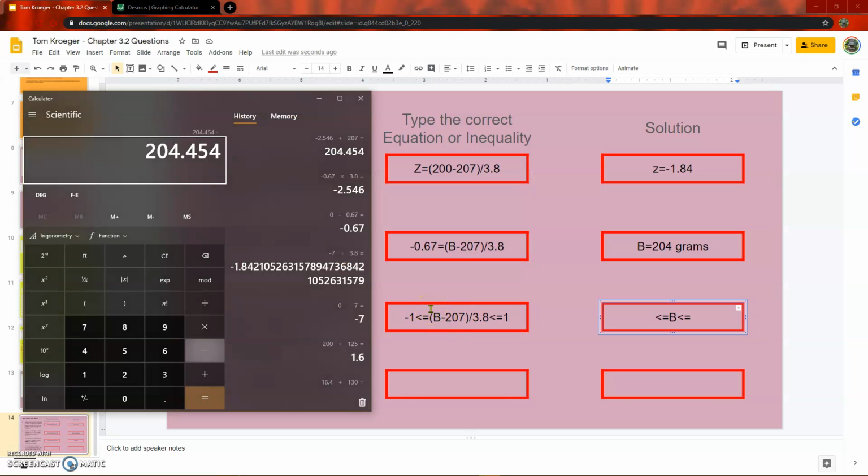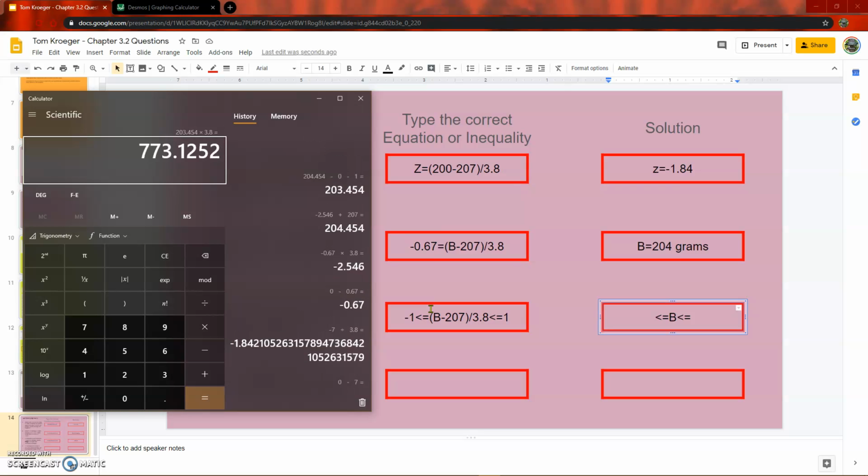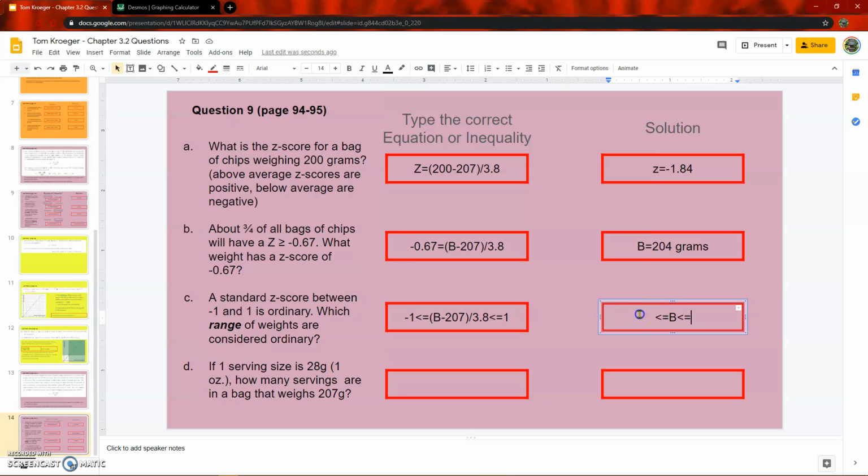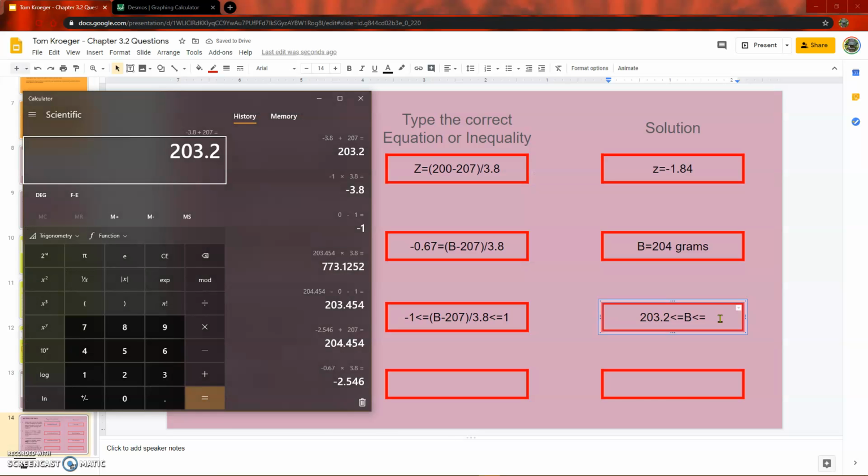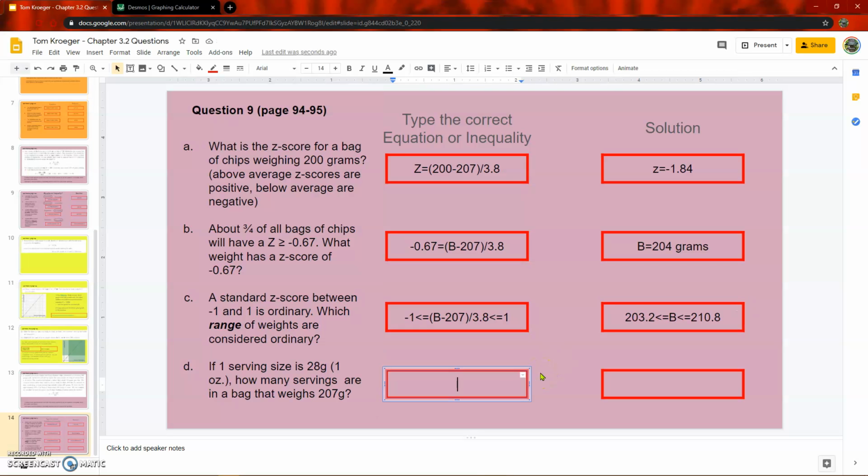So we'll start with negative 1 times 3.8. Oh, I got my numbers off here. Times 3.8 plus 207 gives us 203.2. And we repeat that. And we get 210.8.